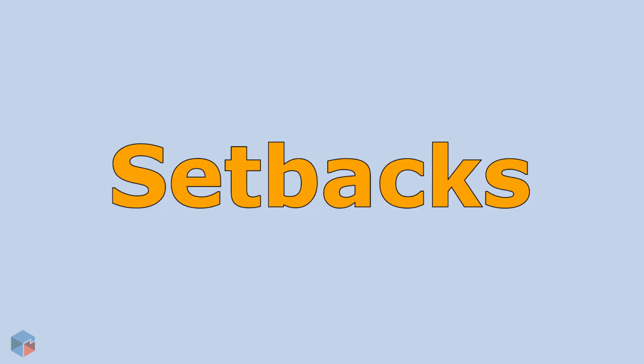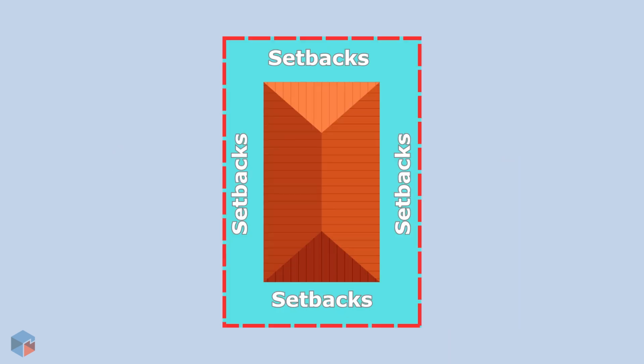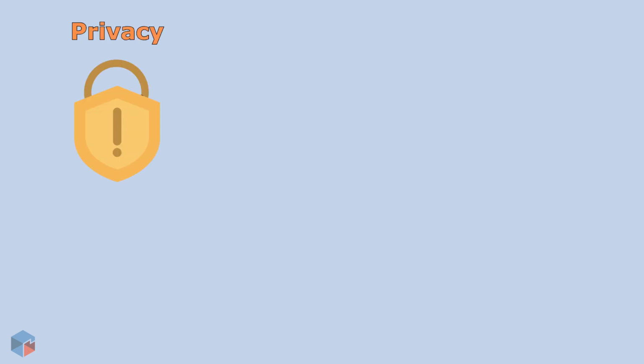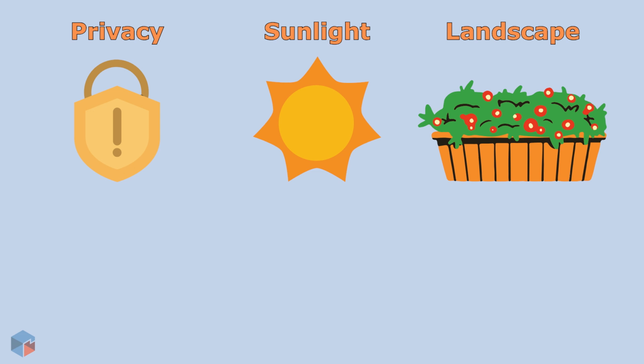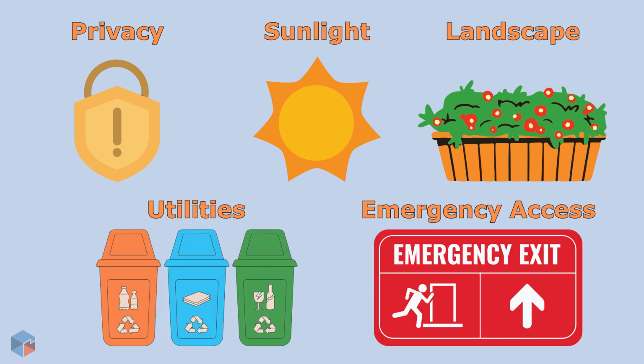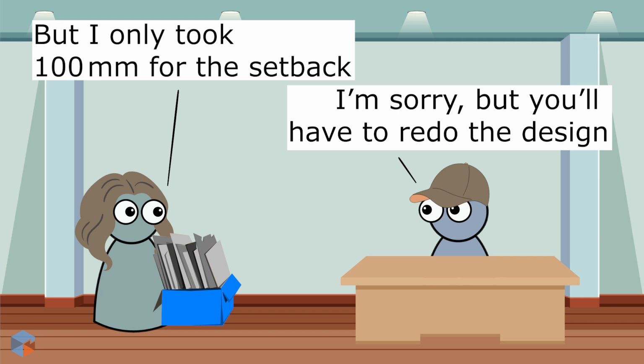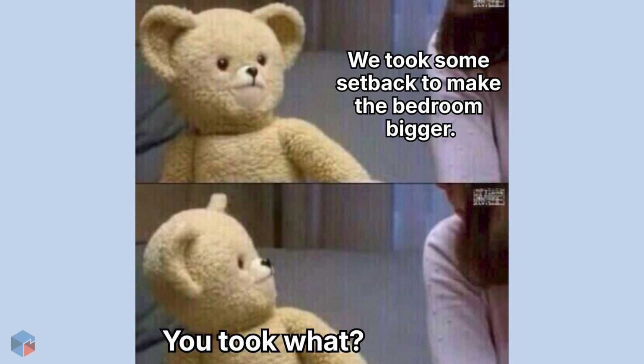Now, let's talk about setbacks. Setbacks are required distances between your building and your property lines. They're used to provide space for privacy, sunlight, landscaping, utilities, and other emergency access. If you build too close, and sometimes even by a few inches, you may have to redesign or apply for a variance. These rules are often overlooked early on, but can delay your permit later if not handled properly.